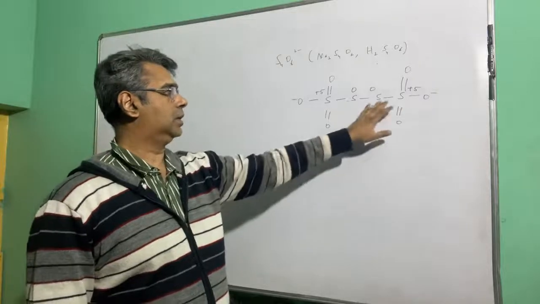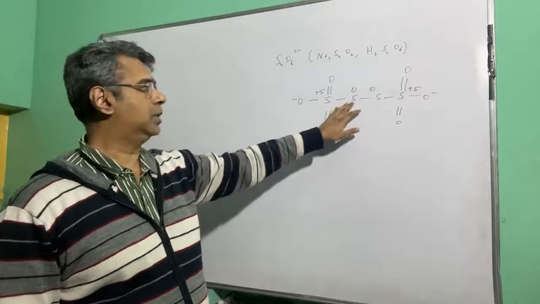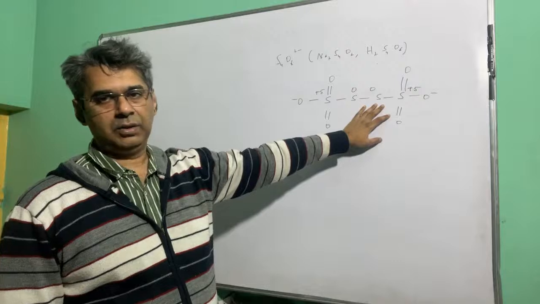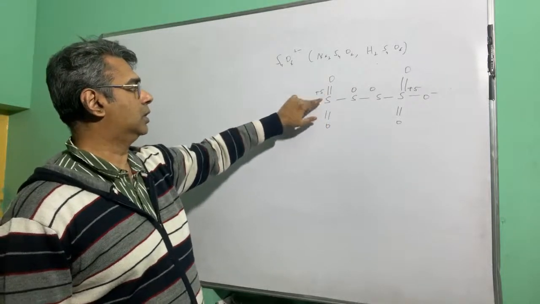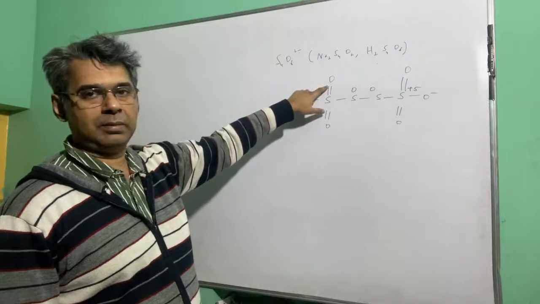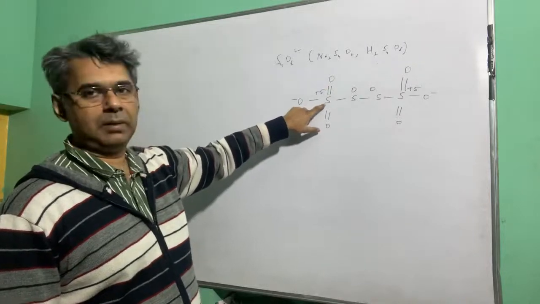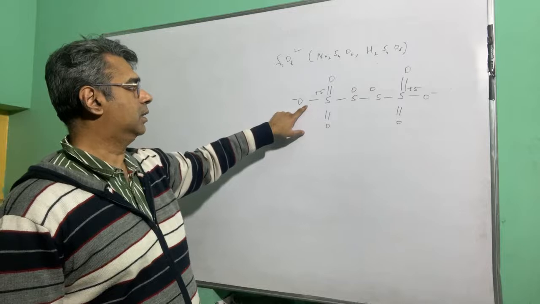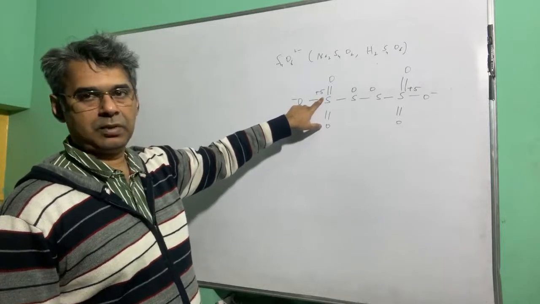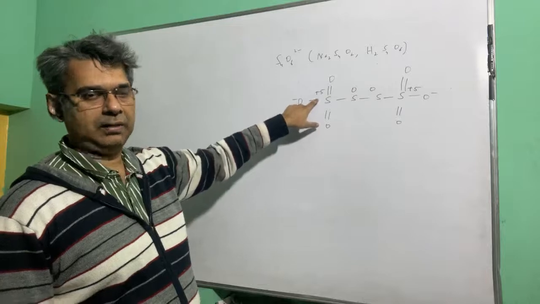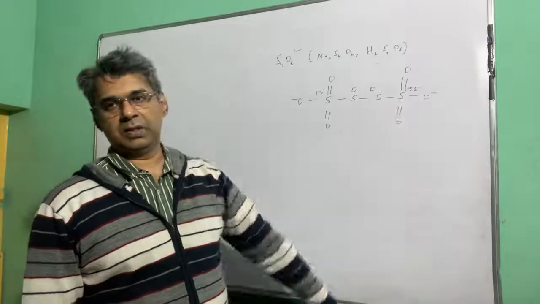Sulfur, sulfur, sulfur, sulfur, 4 sulfurs in a row, so obviously these two will be 0. I think you have understood the method by now. Then this is a double bond, so sulfur will become +2 because of this double bond. This is a single bond, so because of this single bond, it will become +1. So +2 +2 +1 is +5. And by the same logic, this sulfur is also +5.